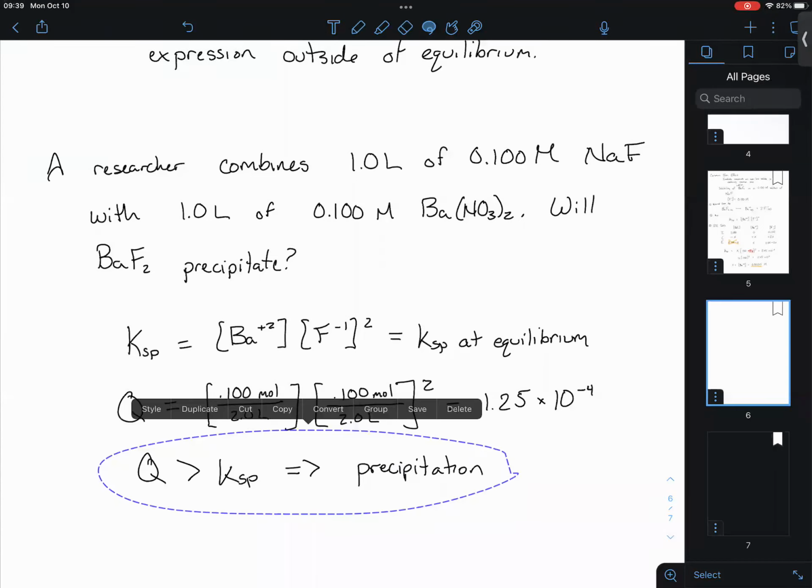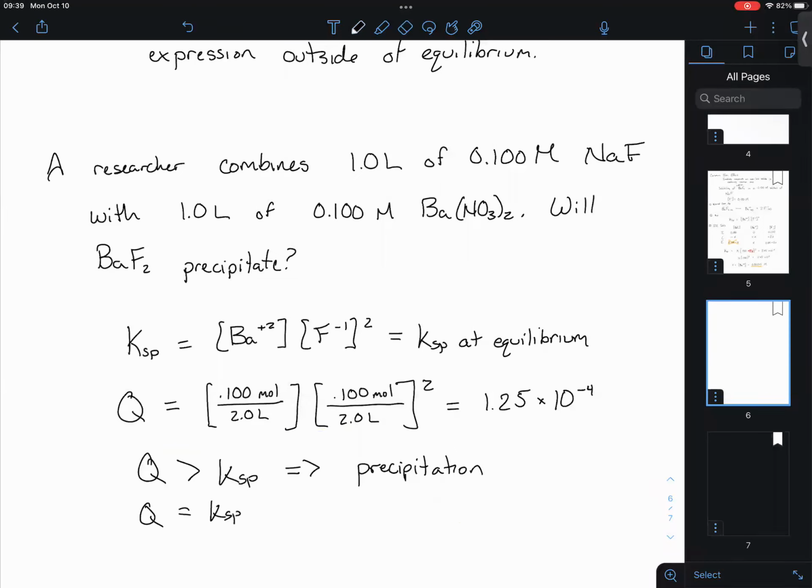If Q is equal to Ksp, then I'm at equilibrium, so I won't see any change. If I added even a little bit more of either barium or fluoride, I would start to see precipitation. But if Q is equal to Ksp, those concentrations are as high as they can be. They can't get any higher than that, but they're at equilibrium. And so finally, if Q is less than Ksp, that means your concentration of ions is low enough that you won't have any sort of precipitation. So no precipitation.